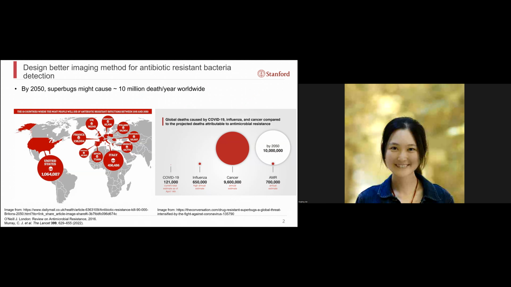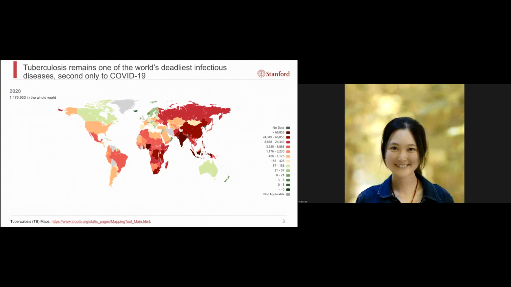To give you a better understanding of the number, we can compare the death toll with that of COVID-19, influenza, and cancer. And this number even exceeds that of cancer. So specifically, if you look at tuberculosis, it remains one of the deadliest infectious diseases in the world, claiming 1.5 million deaths globally, especially in the developing countries. If you see all the very dark red regions, although it's a very ancient disease, it's still a very serious public health threat.